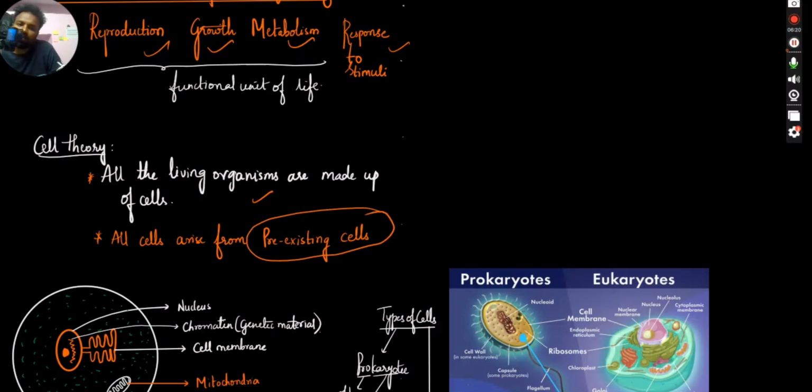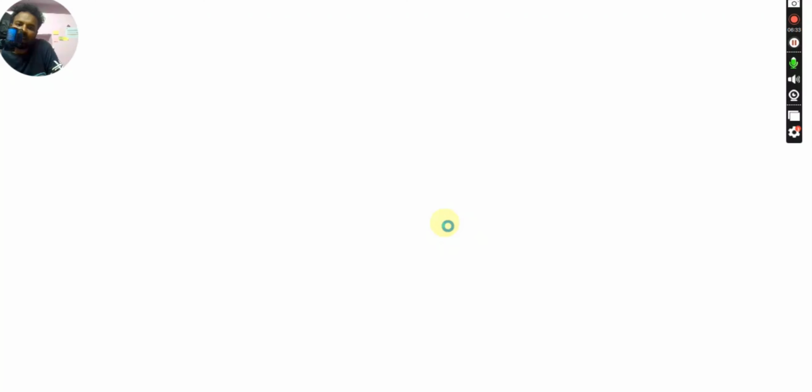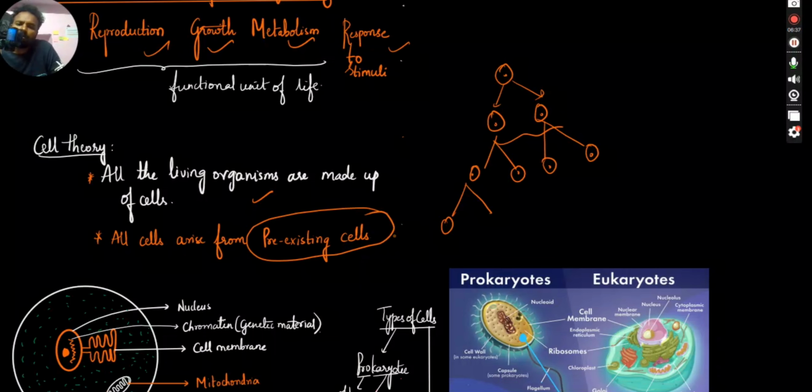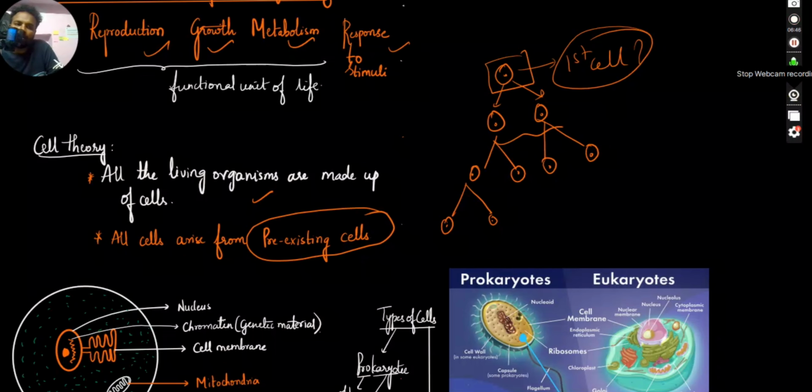What do you mean by that? In the beginning there was one cell, from that we'll have division, daughter cells, from these daughter cells again daughter cells, this daughter cell grows and will again form daughter cells. So like this the things will happen. But you'll be asking, sir, where did the first cell come from? It's still a matter of debate, so we need not get into that debate as of now, right?